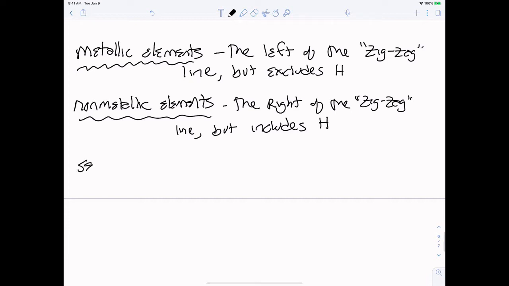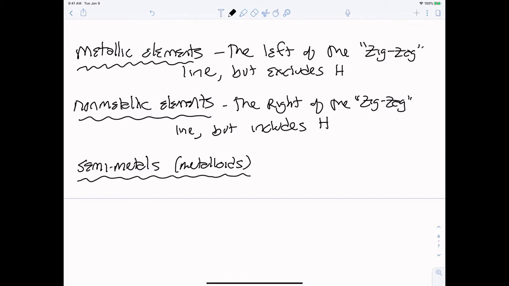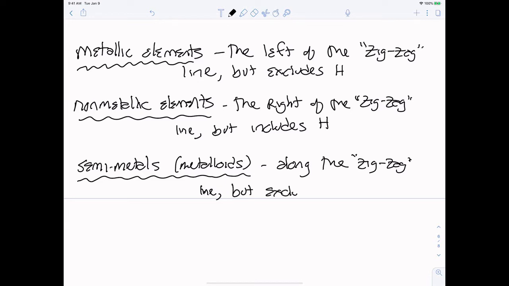And then we also have semi-metals. Also sometimes called metalloids. So depending on what book you've used in your chemistry past, you may have learned them that way. I generally call them semi-metals, but if you want to call them metalloids, it's perfectly fine. Both names are equally correct. And these are actually along, they're going to share a border with that line. But we're going to exclude aluminum. So excludes aluminum. Aluminum is a metal.